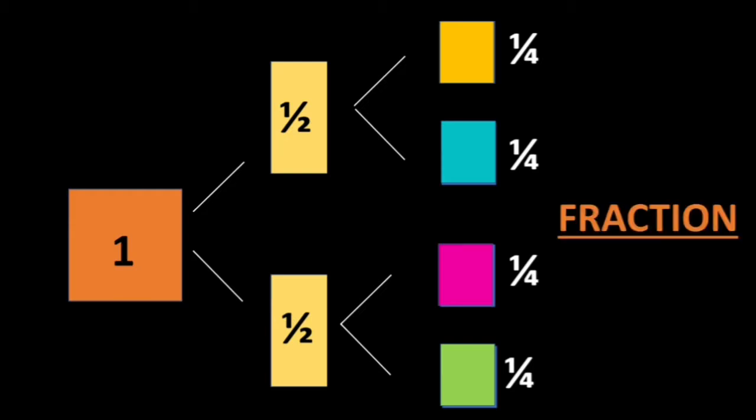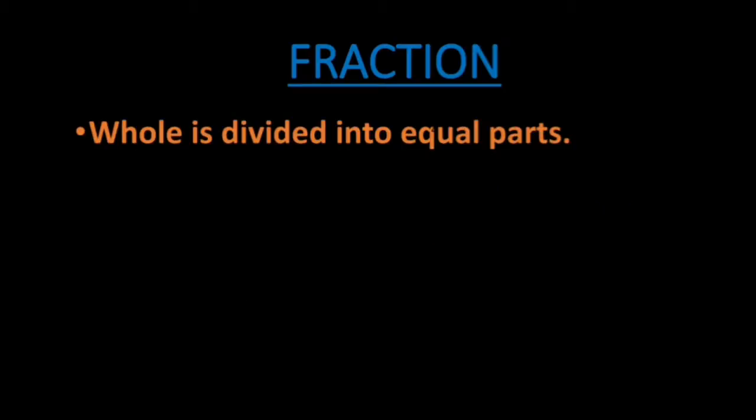So these types of numbers are called fractions. 1 by 2, 1 by 4, 3 by 4, etc. are called fractions. What is the meaning of fraction? Here one whole sheet is divided into equal parts. Now this sheet is divided into 4 equal parts. A whole is divided into equal parts. That is the meaning of fraction. In fractions, that is very important. If any shape or anything is divided into equal parts, then only we can represent that in fraction form.